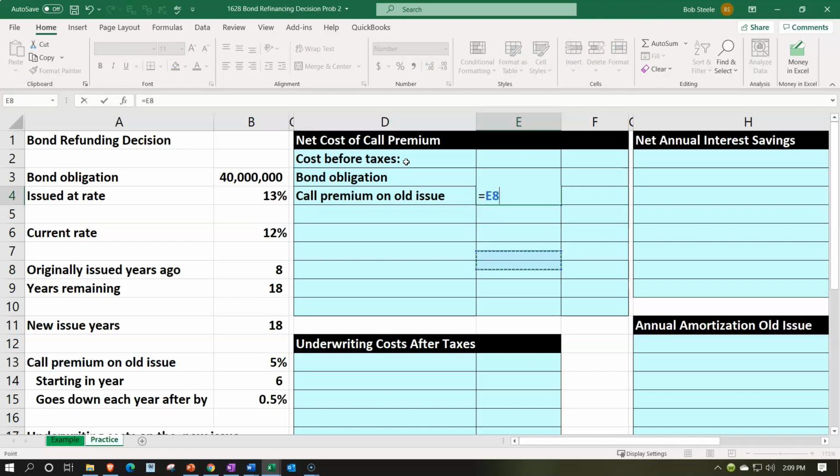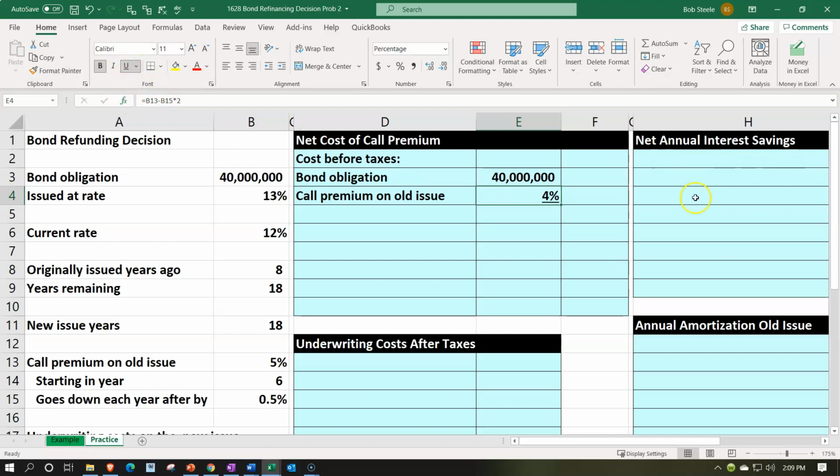That's going to be the 5%, but then it's going to go down, minus the 0.5% times the number of years after 6 years, which is 2. So we're going to say times 2, making that a percent. Number group, making that a percent, 4%. Font group and underline. So there we have that, and that's going to give us our cost before taxes.